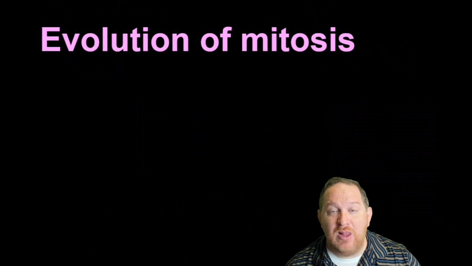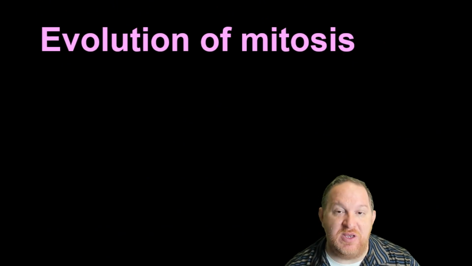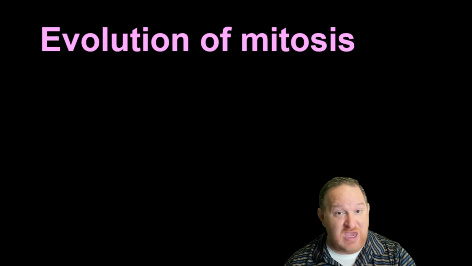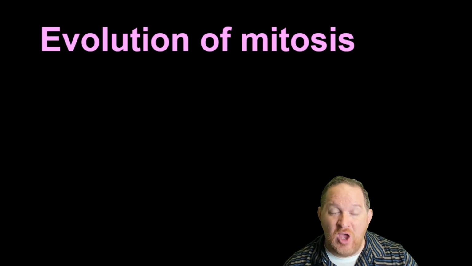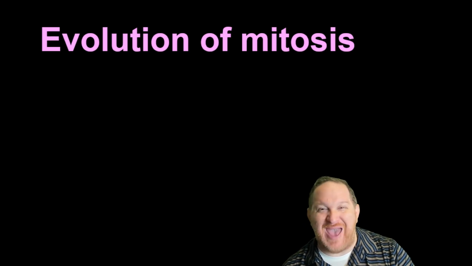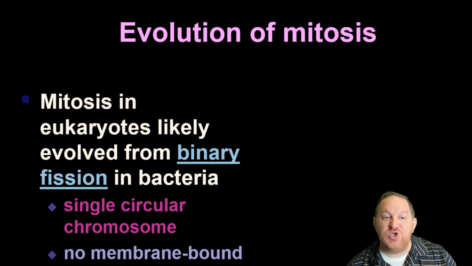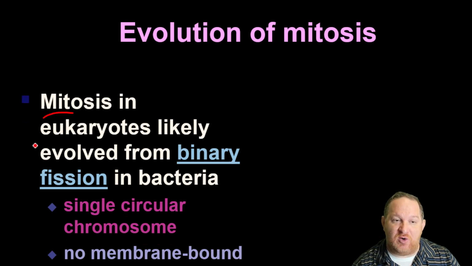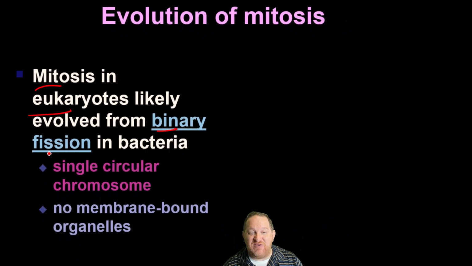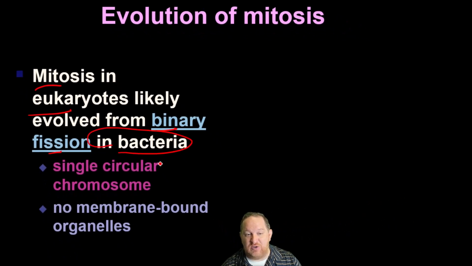All right, so let's talk about how this evolved to wrap this video up. So mitosis, like everything else, had to evolve. Well, I've already given you a hint of probably how this started to happen. So we think mitosis in eukaryotes, right, that's us, likely evolved from the binary fission that I showed you earlier in bacteria. Why do we think this?